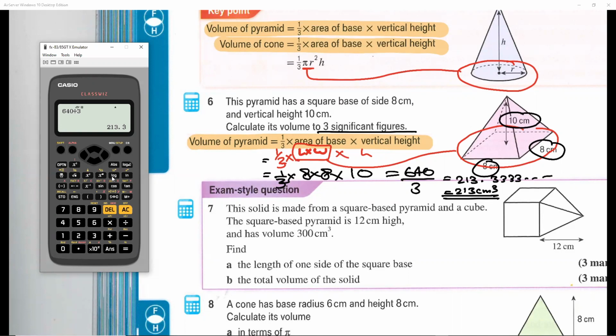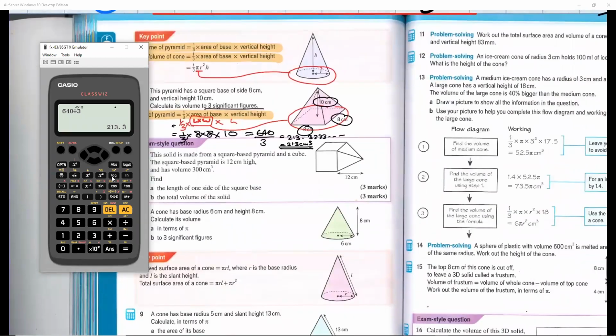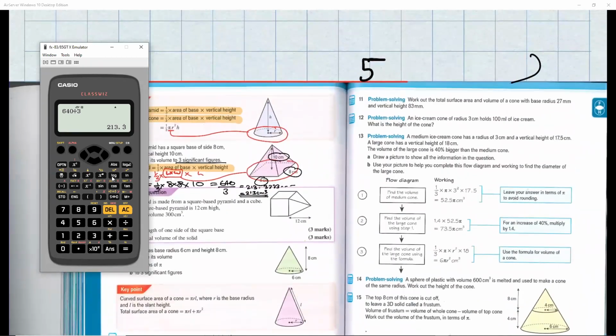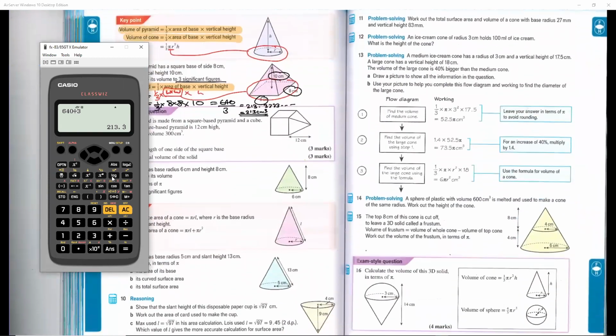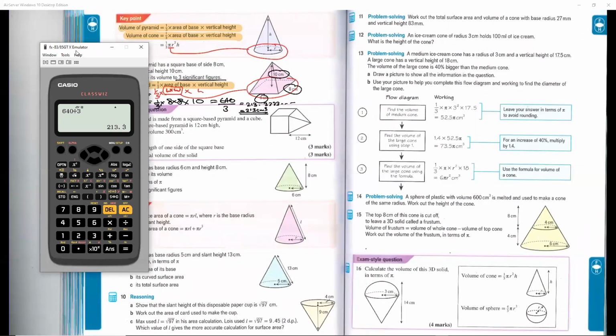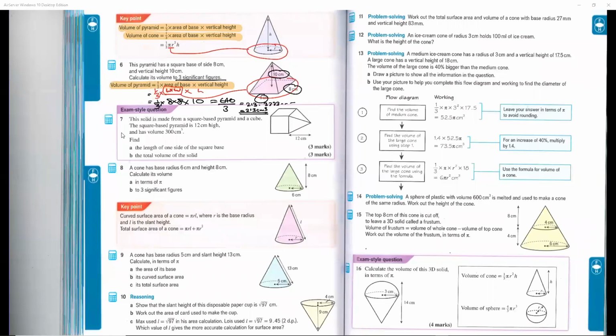So here's a very basic formula on using that. And then the questions get much more tricky. Not tricky, they become challenging. Let's move the calculator out of the way. What else do we have here?